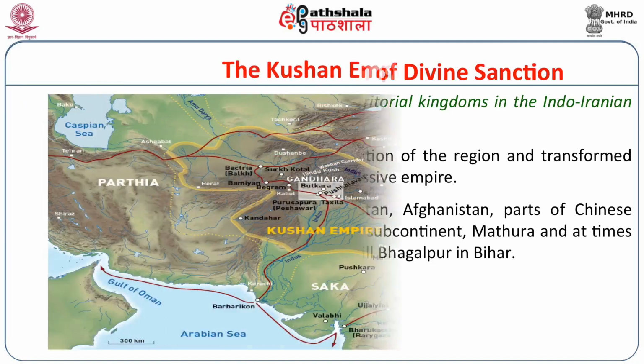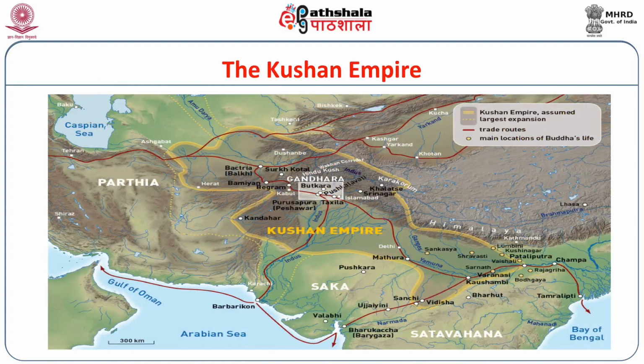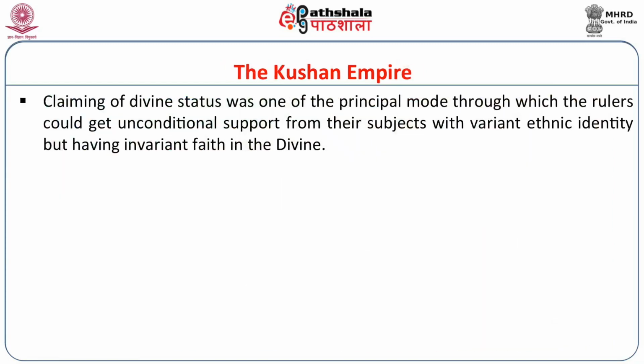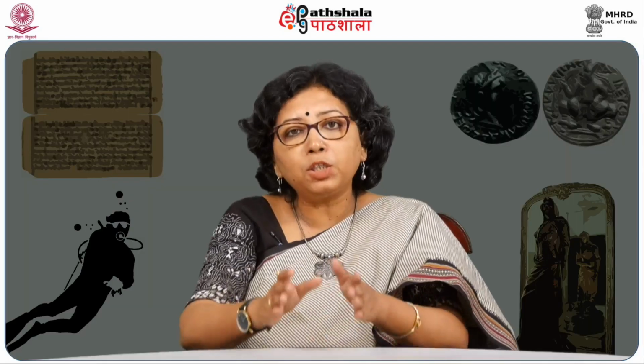You can see in the map the vastness of the Kushan Empire. We only deal with the South Asian portion of the empire, which relates to the Indian territory. When the Kushans were claiming divine status, it was one of the principal modes through which the rulers could get unconditional support from the subjects with variant ethnic identity but having invariant faith in the divine. This means that there may be a lot of people of different groups, different linguistic backgrounds, different cultural backgrounds, but generally we find that all of them have belief in the divinity.